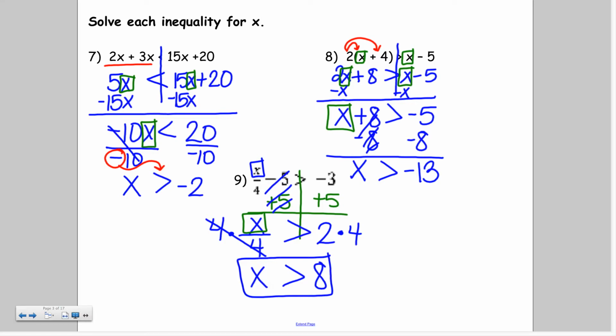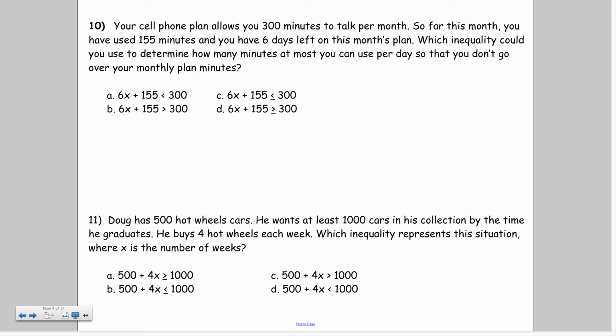All right, so that's how to solve an inequality. It's just like solving a regular equation, except when you're dividing by a negative, you're going to flip your sign. All right, let's go on to the word problem.